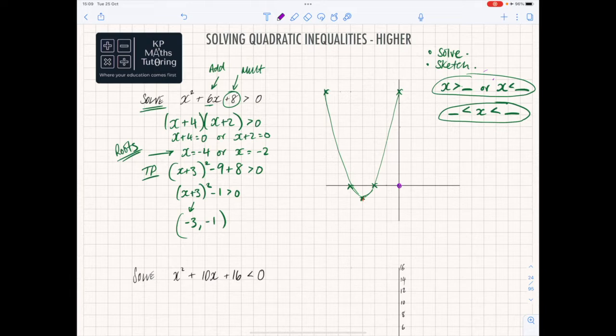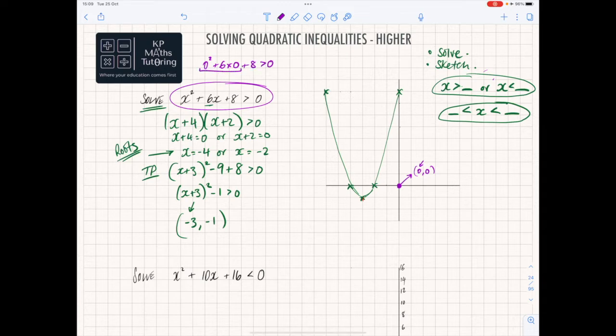You basically choose the origin. So select this point here, which the coordinates of this point are 0, 0. What we're then going to do is substitute the x value into this initial equation that we've got up here. So I'm going to substitute 0 into there. So what I'm saying is 0 squared plus 6 times 0 plus 8 is greater than 0.